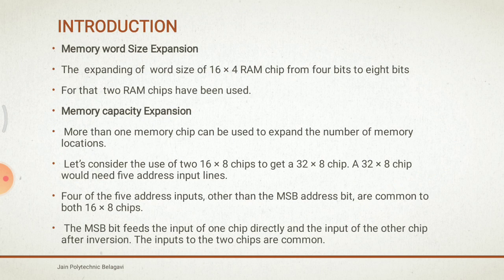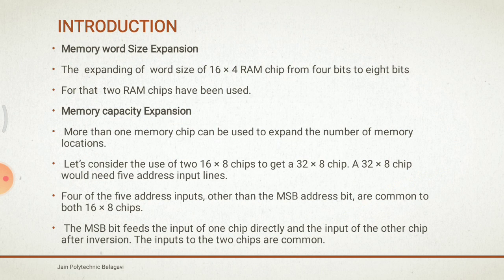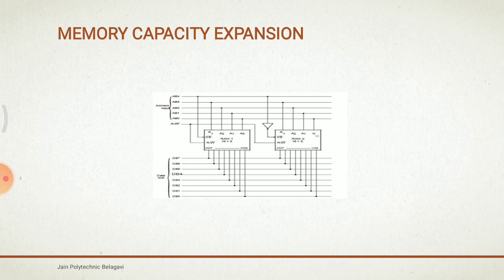There is first memory word expansion. In memory word expansion, the word size of 16 cross 4 chips is expanded from 4 bits to 8 bits, as shown here. You can observe the expansion here. There are two RAM chips used here. The two RAM chips are selected or deselected together, depending on the inputs, to read or write operations for both chips in common. Read or write operations are done together here.